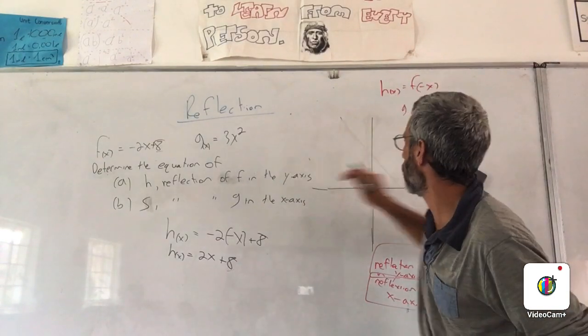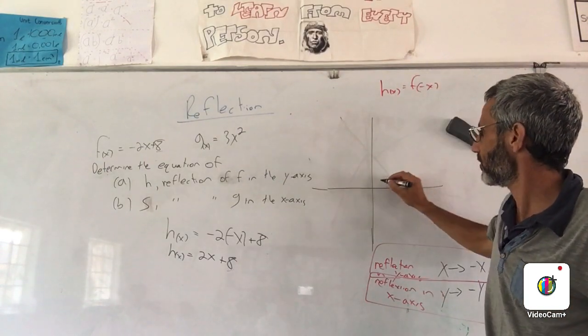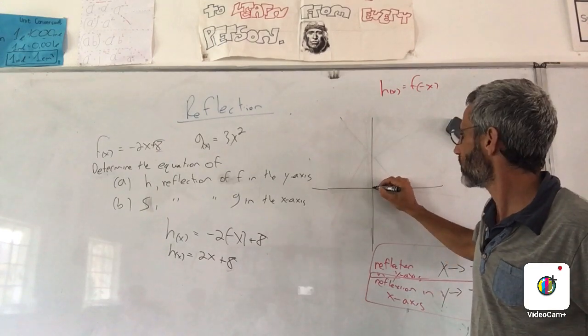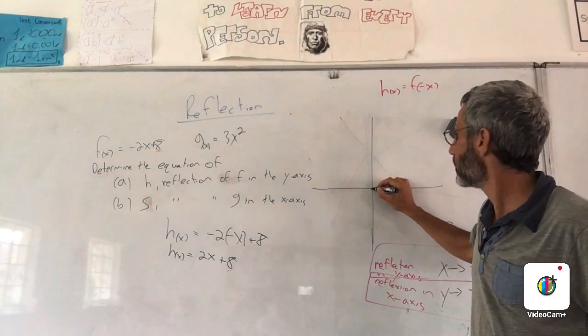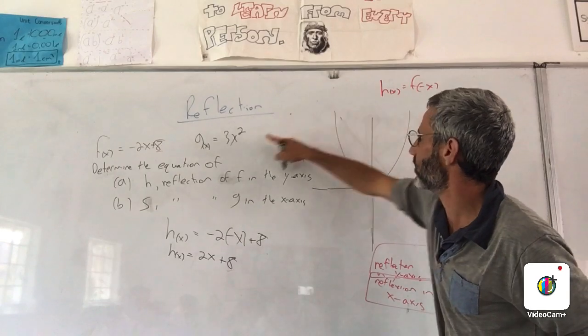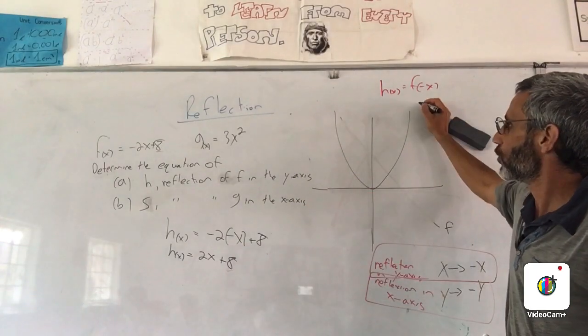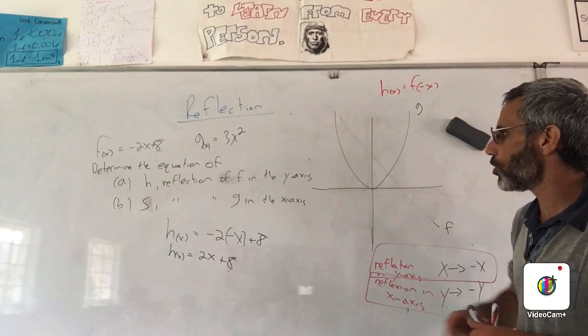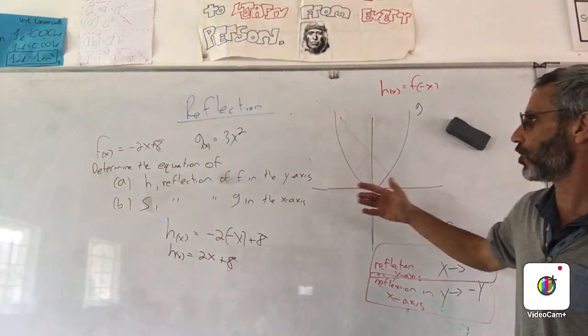Okay? What does G look like? You can tell me. What does G look like? G's a parabola. It's a parabola, smiley or sad? Smiley, and it goes from the origin, right? Because I don't have a plus something. Okay? So that's G. What would S look like if it's a reflection on the x-axis?